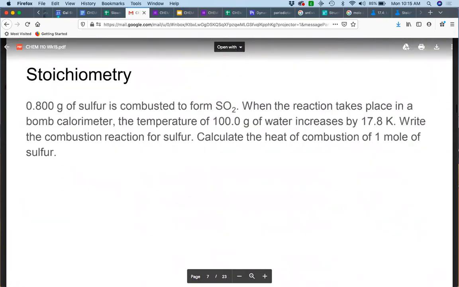So if we take our knowledge about writing balanced equations and we think about stoichiometry, we're going to have to write out a balanced equation in order to solve this problem. It gives us some information for how to do that. It says 0.8 grams of sulfur is combusted to form SO2. So when I see the word combusted, I need to think about the fuel, right, as oxygen. So think for a moment about how you would write a balanced equation for sulfur plus oxygen going to form SO2.